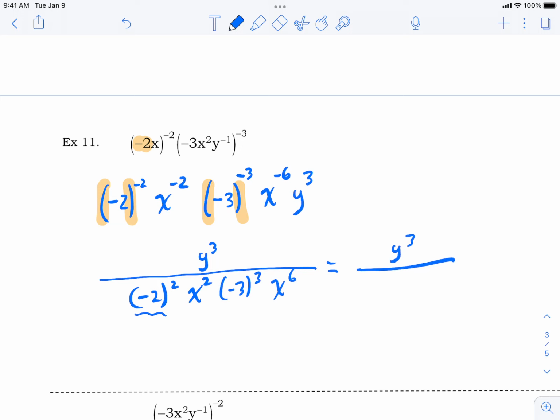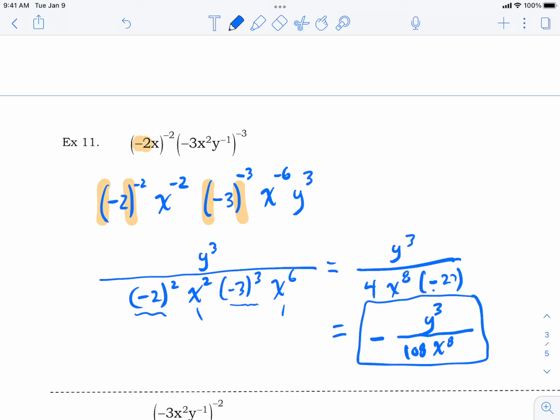So -2, when you square it, it becomes a +4. Let's combine x squared and x to the 6th. Add your exponents. It's x to the 8th. And now this -3, when you raise a negative to an odd power, it comes out negative, right? And then 3 times 3 times 3 is 27. So notice what we've got here. First of all, we've got a negative denominator. That's going to make the whole fraction negative. We've got a y cubed on top. Now, I took the negative to the front, so I don't have to worry about that anymore. But 4 times 27 is going to be a 108, and then we've got an x to the 8th power. And there's our prettier version of this. That looks much nicer. Yes, it does.